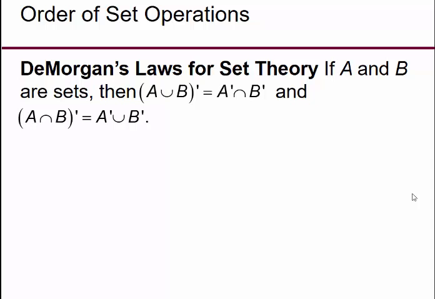So, order of set operations. De Morgan's laws for set theory. If A and B are sets, then the complement of A union B is equal to the intersection of A prime and B prime. And also, the complement of the intersection of A and B is equal to A prime union B prime.